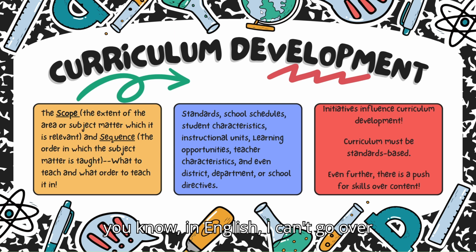In English, I can't go over understanding themes if I don't know if students have understood what they've read. So first we start with summary and understanding what you read and being able to re-say that in your own words. And then we move on to deeper concepts like analysis with theme and literary elements. So a lot of things in this blue box, a lot of things impact curriculum development.